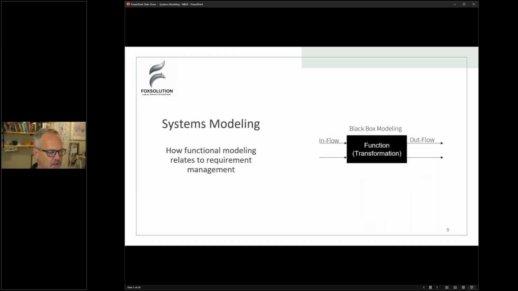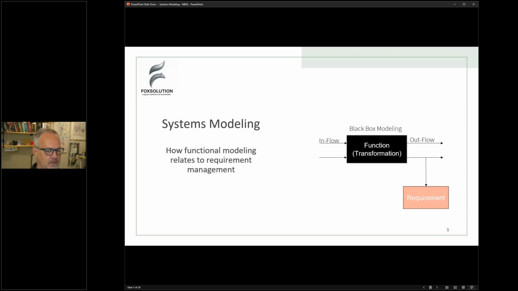So let's just talk a little bit about what is a function, what is systems modeling, and how that relates to requirements management. If you think about a function as a black box, and we have inputs or inflows to the black box, and we have outflows from the black box. What that function really is, is a transformation that transforms the inflows to the outflows. And so when we talk about the functions, what we really want to understand is what is that function supposed to be doing? And then from a requirements management standpoint, what we're characterizing are the outflows.